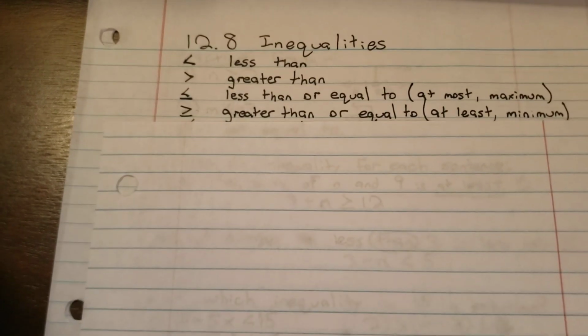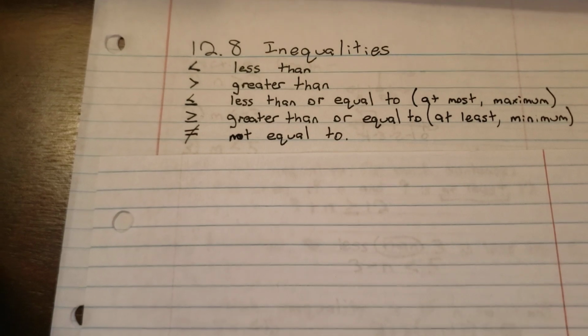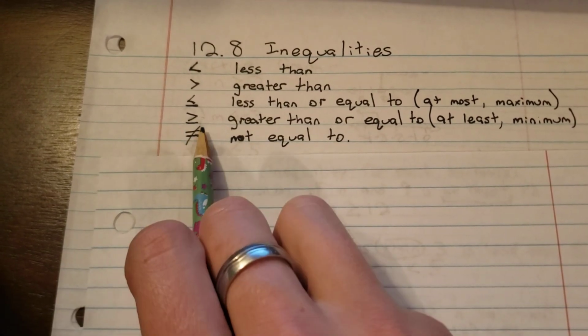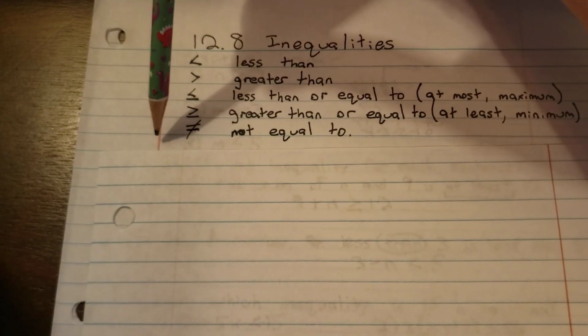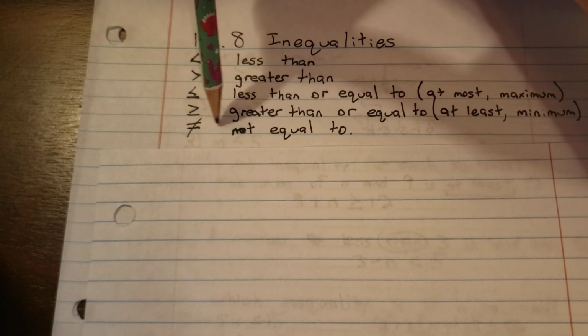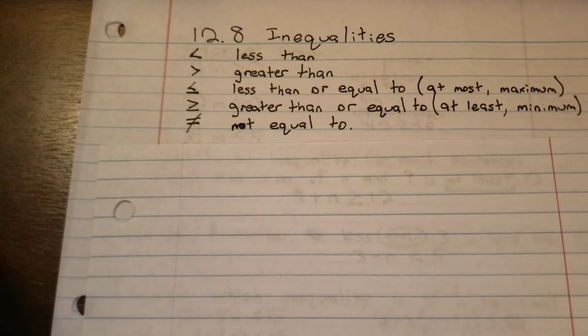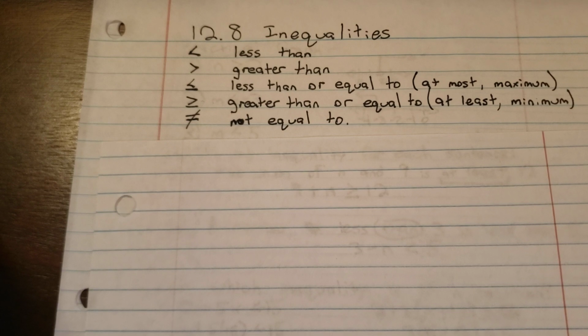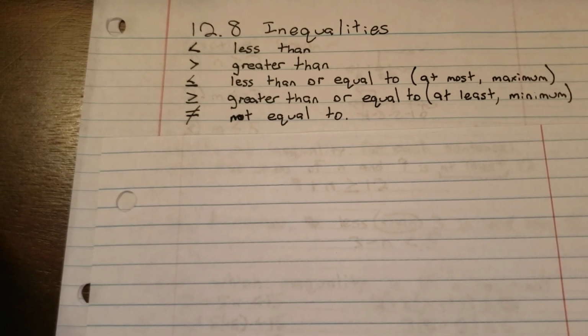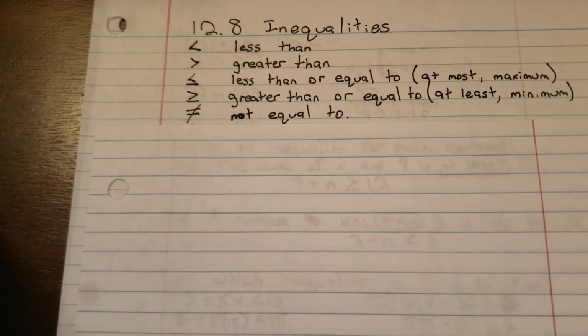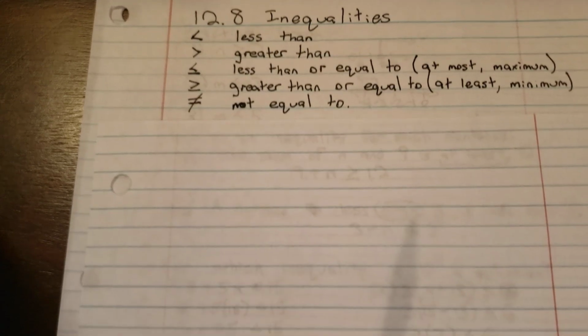There is one more, and it's just simply not equal to. So it's the equal sign with a slash through it. That's saying that this over here is not equal to this over here. Okay. I do have plenty of examples. Yes, these do involve word problems. So we're going to take it slowly, but we're going to get through it.